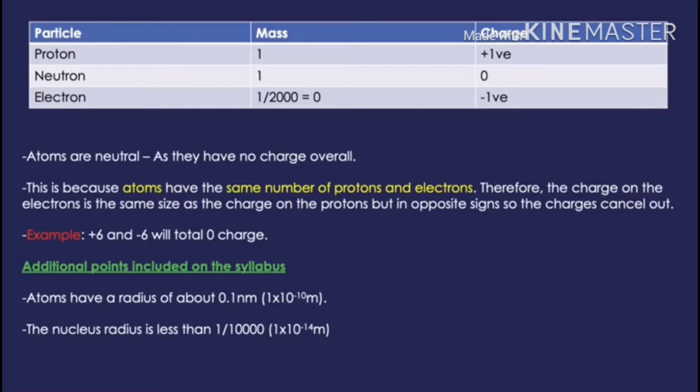Additional points that are included on the syllabus that need to be known for the exam are that atoms have a radius of about 0.1 nanometers, which can also be represented in meters, as shown in the brackets, and the nucleus is less than 1 divided by 10,000 of that, which is also represented in meters in brackets.